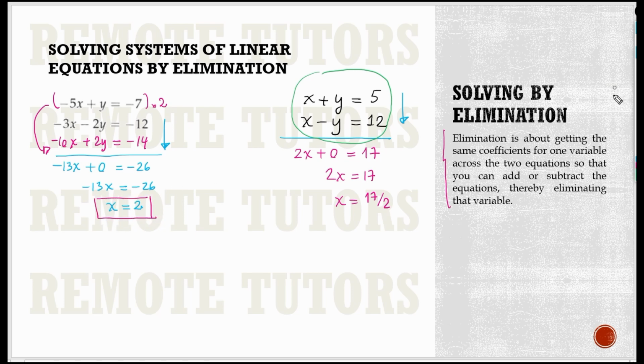And then we just solve for y in any of the two initial equations. I will do it with the first one. I just replace x by 2 in order to solve for y. So that is negative 10 plus y is negative 7. After adding 10 to both sides, the value of y gives 3.